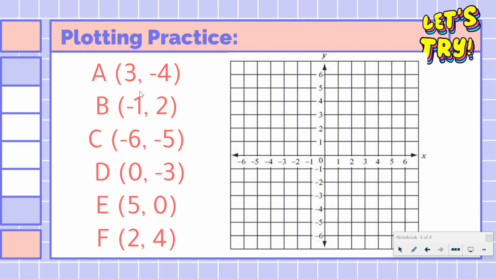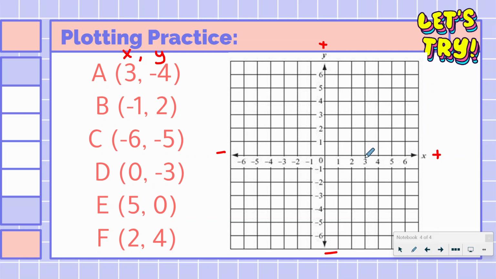The first one says 3, negative 4. All right, so again, I know I'm plotting my x first and then my y. So if I start at the origin, that means I'm moving on the x-axis first. So I'm moving 1, 2, 3. Not every graph is labeled. This one obviously is. So make sure if it's not labeled when you're counting, you don't start here at 1. You don't count until you've moved 1, 2, 3.